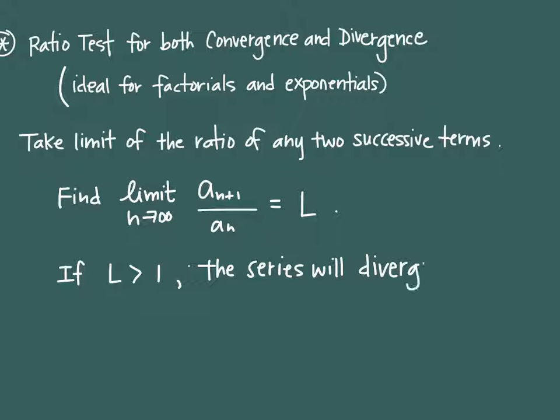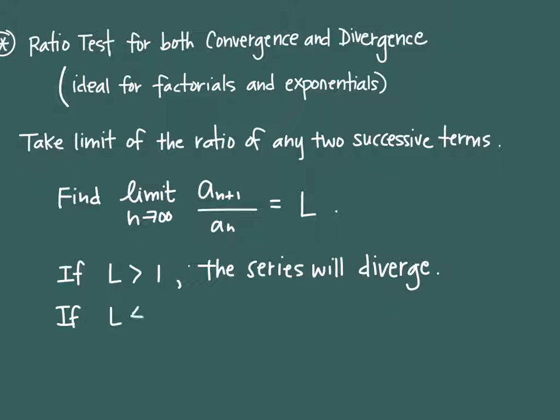Let's see if that makes sense to us. If L is greater than 1, what does that mean in the relationship between the size of the two successive terms? Which one's bigger? The second one is bigger, which means, okay, then if I looked at the third one, it would be bigger still. And so all the terms are getting bigger, so it's going to diverge. Okay, so hopefully logically that makes sense to us.